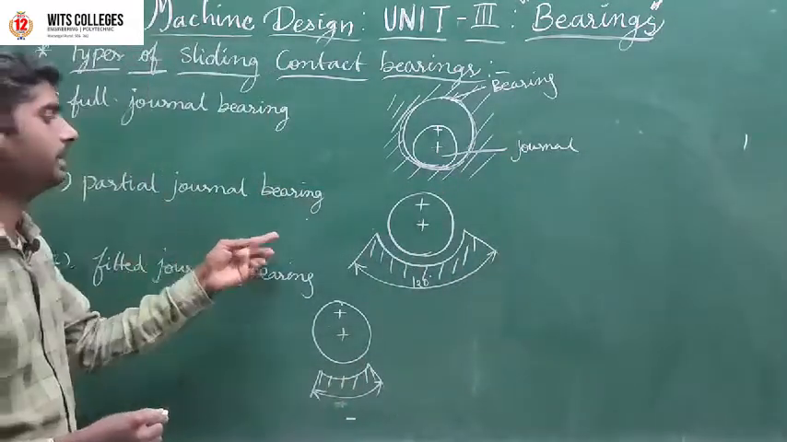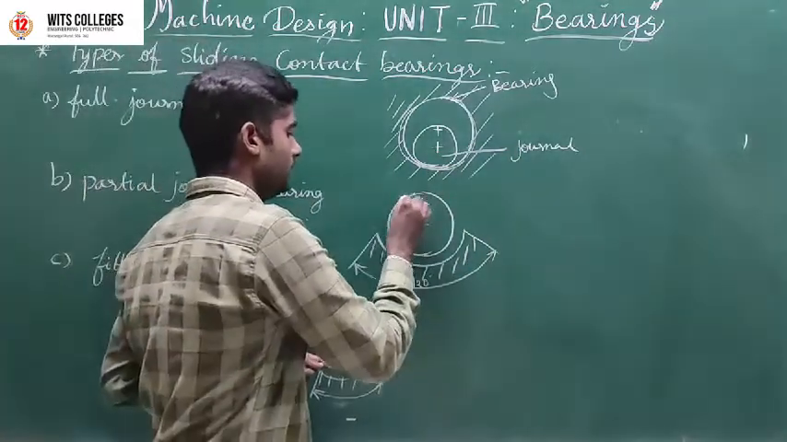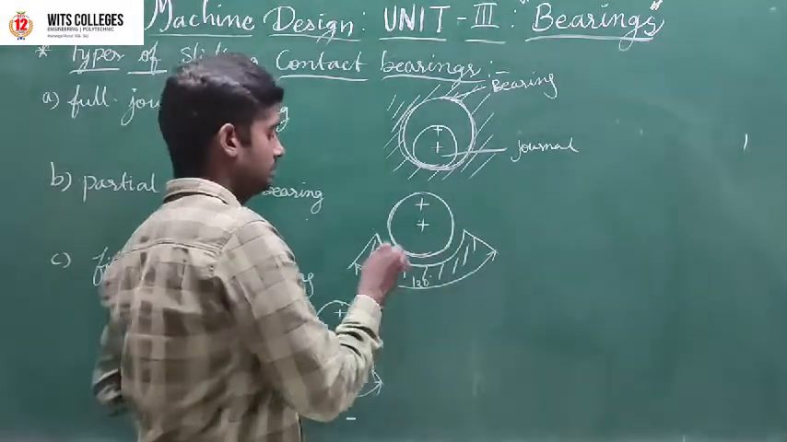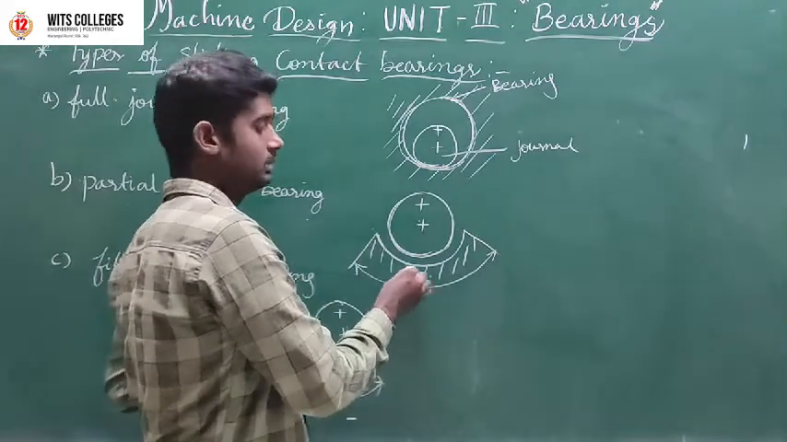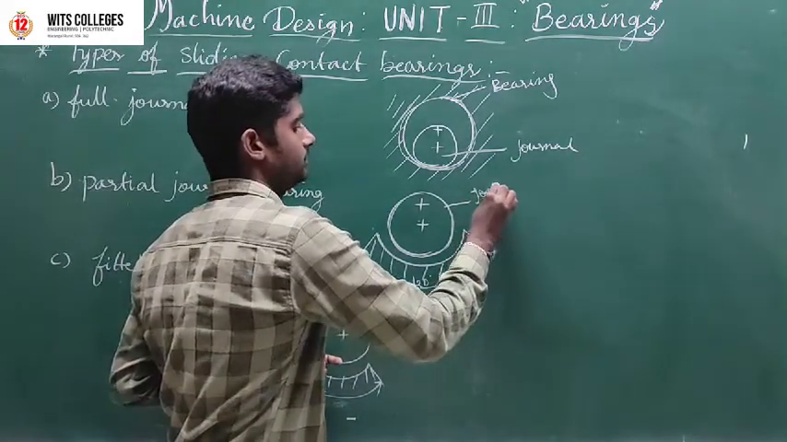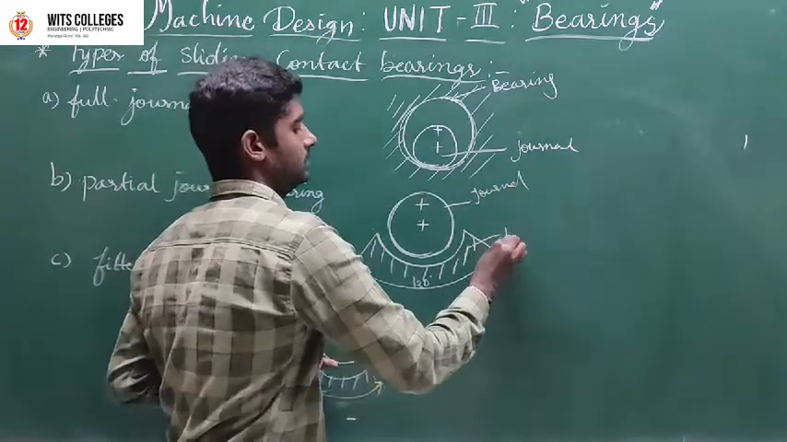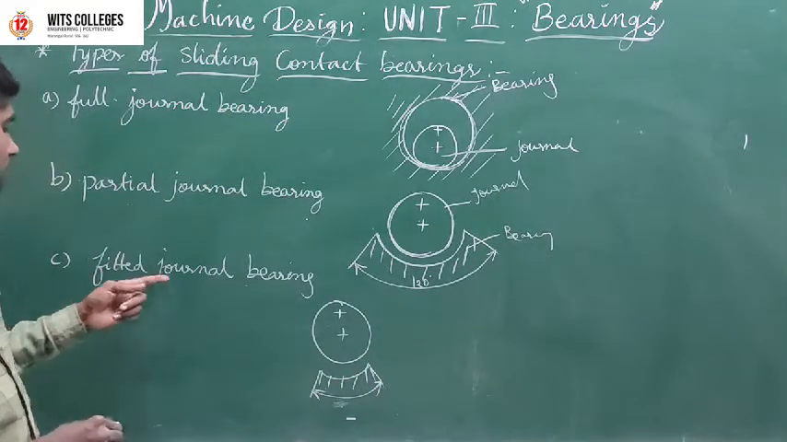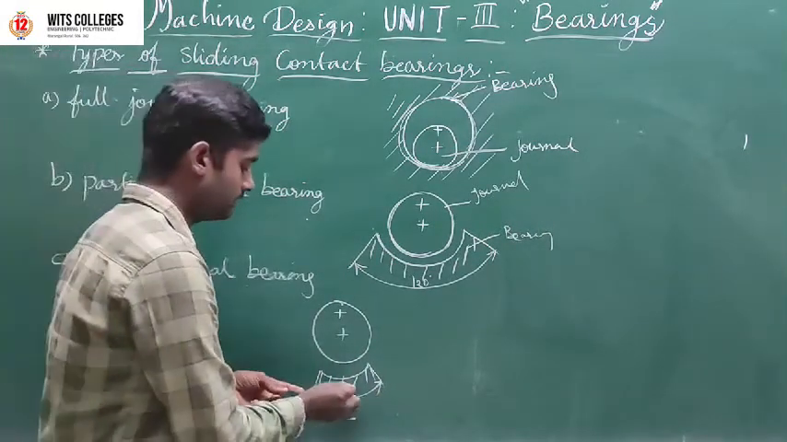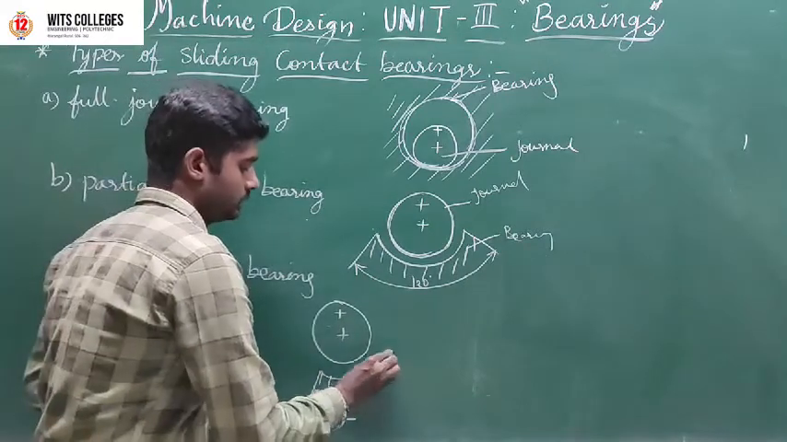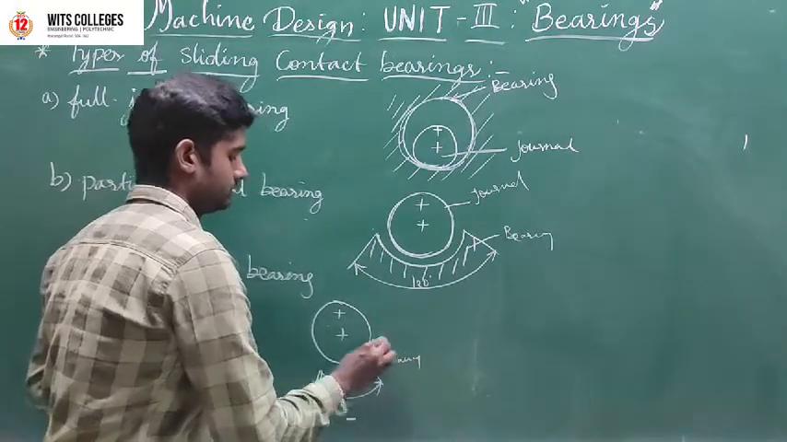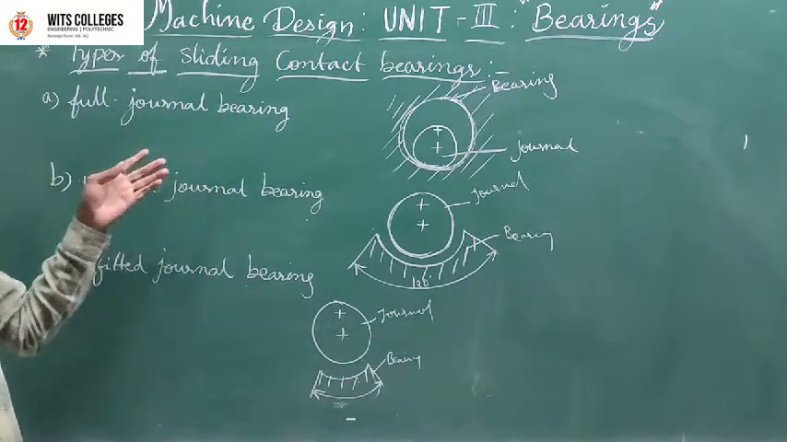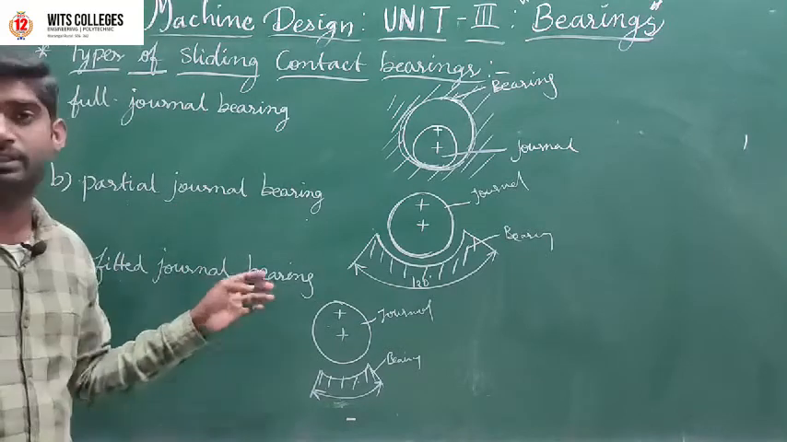Next, partial journal bearing. In this one, the bearing is partially attached to the journal. This one is the journal and this one is the bearing. Okay, this is a partial journal bearing. Next, fitted journal bearing. Some amount of bearing is attached to the moving parts. These are divided into 3: full journal bearing, partial journal bearing, fitted journal bearing.